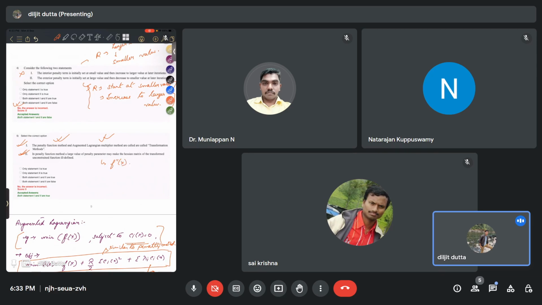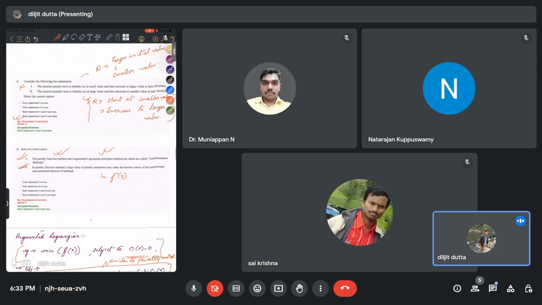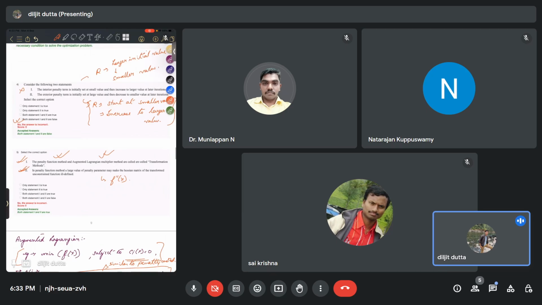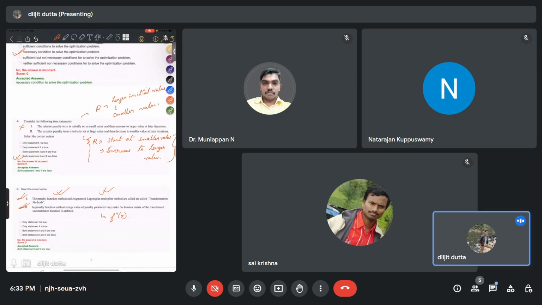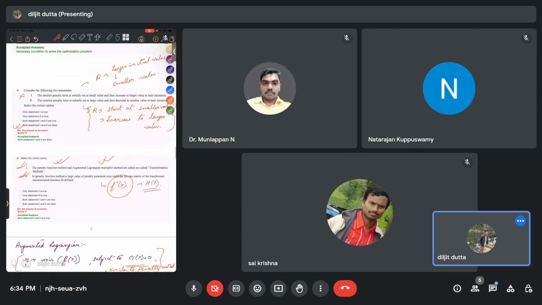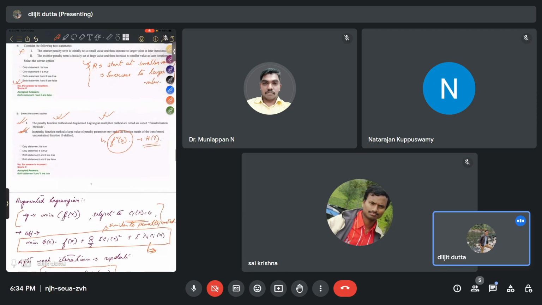So this value will be ill-defined, meaning it will be very large when we have this penalty. If there is a heavy penalty, then f double dash x, or the H of x, will be very large, and in that case we will not get any optimal solution. So both statement 1 and statement 2 are true.